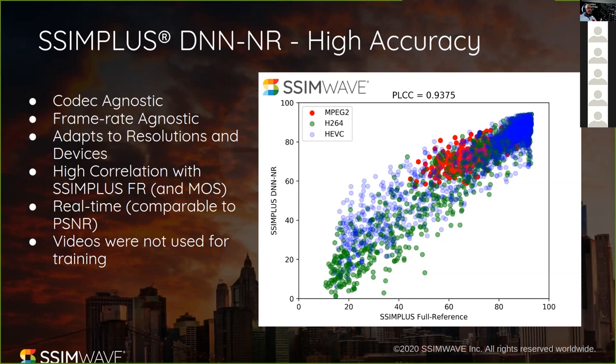The simplest full reference has access to the original pristine source. So the simplest full reference takes 2 frames and gives a score. The simplest no reference, the DNR on the y-axis, takes just the distorted frame and gives a score. And this is basically how much they align. The Pearson correlation coefficient is like 93.9375.